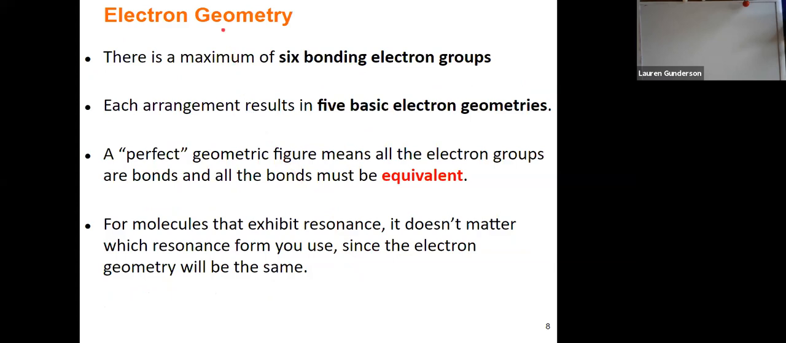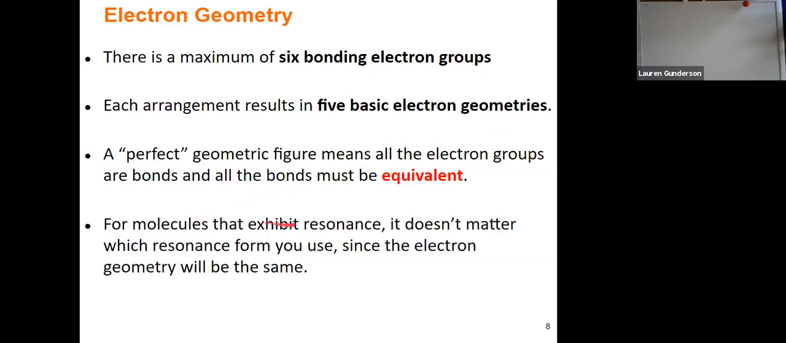Now, as far as the geometry goes, we are going to look at a maximum of 6 bonding electron groups. These electron groups form 5 basic electron geometries that we have to know about. Electron geometries are perfect geometries. So they're going to represent these geometric figures that have all electron groups represented as bonds instead of lone pairs, and all of the bonds in them would be equivalent bonds. So you wouldn't have something that was a superpolar bond and something that was a nonpolar bond.